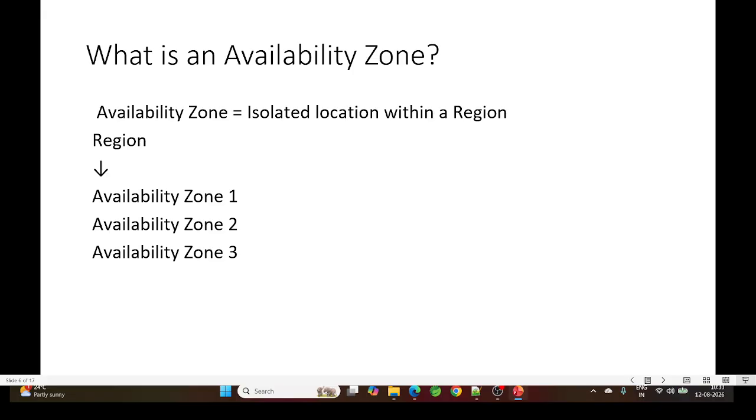What is an availability zone? An availability zone, commonly called an AZ, is an isolated location within the AWS region. A region normally contains multiple availability zones. This allows us to distribute our application across different availability zones. If one availability zone experiences a problem, another availability zone can potentially continue serving the application.